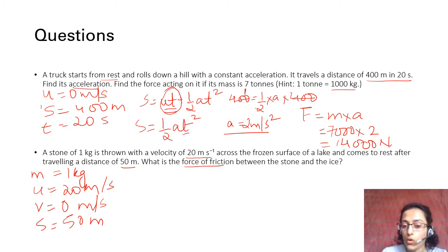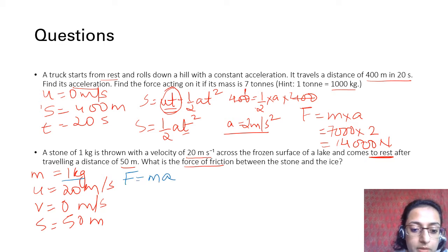What does the force of friction do? The force of friction is bringing this to rest, right? When it comes to rest, it is because of force of friction. So what is the force of friction? What do we have to find? Firstly, we have to find acceleration. We have been given mass, F is equal to ma, right? So we have been given mass, we have to find the acceleration. In this case, the acceleration will be negative, because the object is coming to rest.